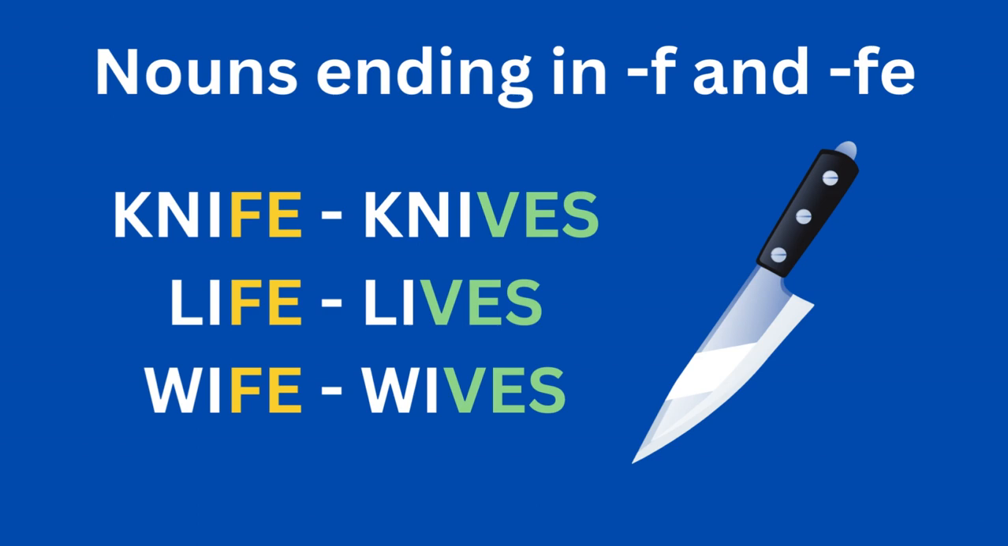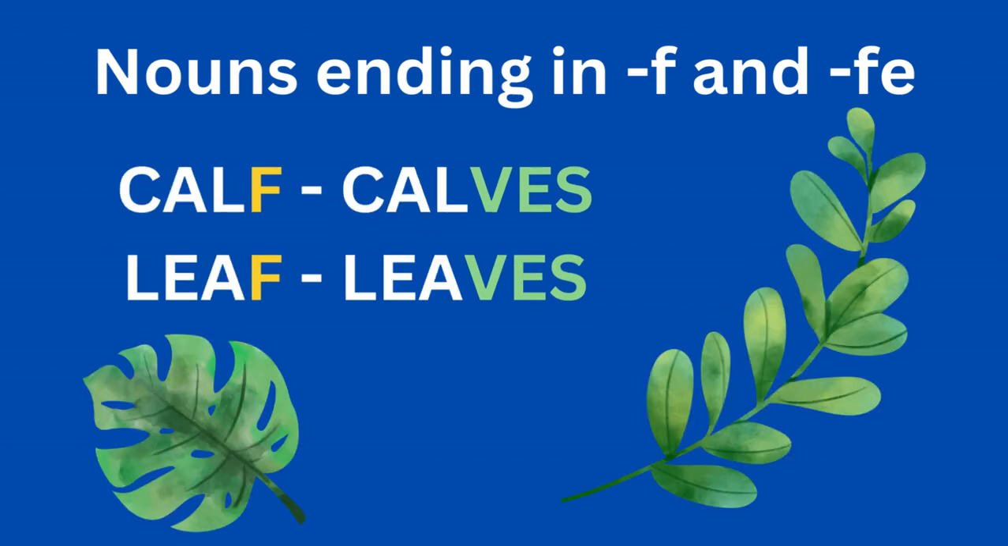Here we have nouns that end with f and fe. In those nouns, the letter f will be changed into ves in the plural form. So, for example, those words: knife in singular form and knives in plural. Life and lives. Like my life, but their lives. Wife and wives. Calf in singular form, and calves in plural. Leaf and leaves.